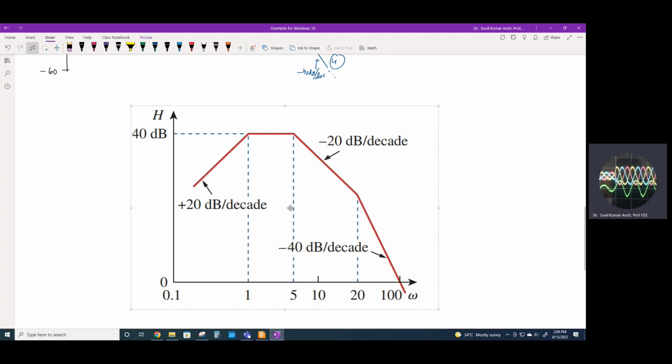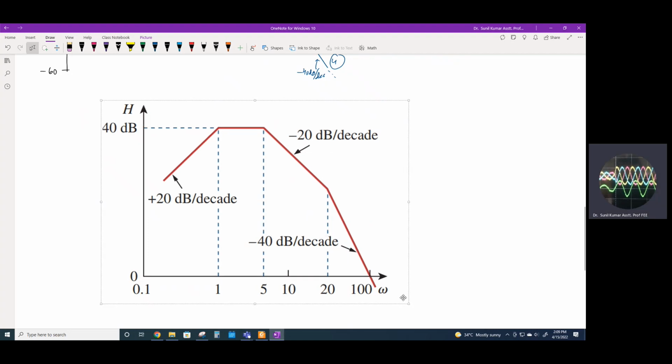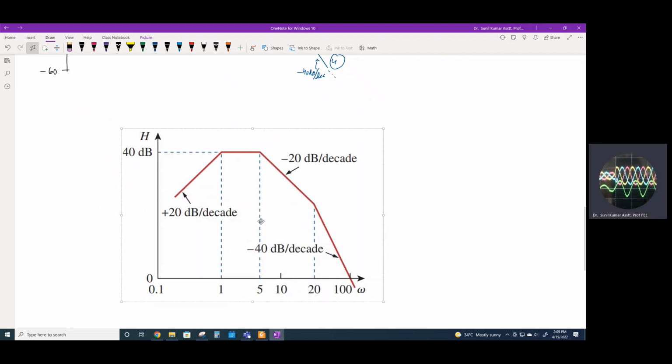We will break this plot into individual lines. Okay, let's see how we can do this.